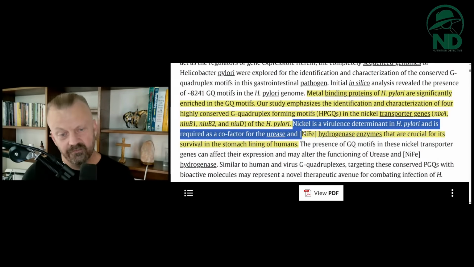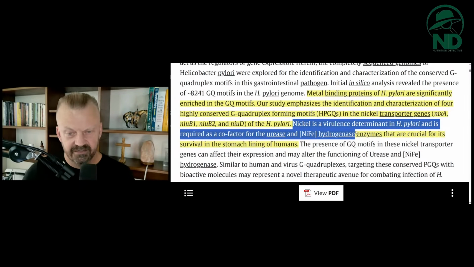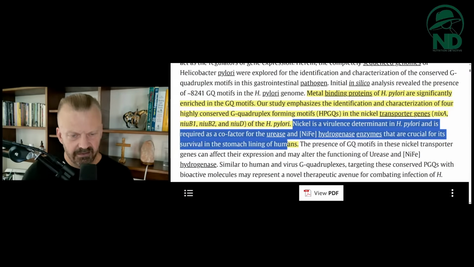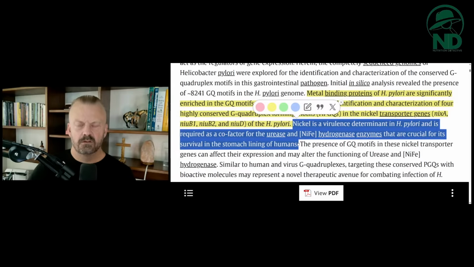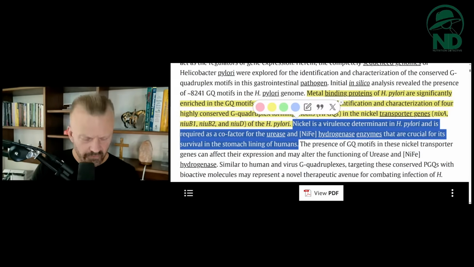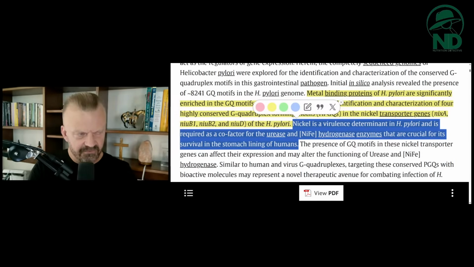And is required as a cofactor for the urease and nickel iron hydrogenase enzymes. Listen to this, that are crucial for its survival in the stomach lining of humans. Crucial for its survival. Do you understand that that means 50% of the world has been said to have H. pylori in their stomach? So can we then say that 50% of the world is at minimum nickel toxic? They have enough nickel in them to grow bacteria that shouldn't be there. Do you see how big this problem is now?